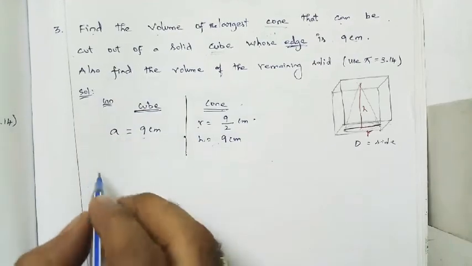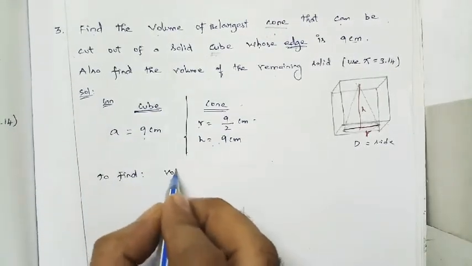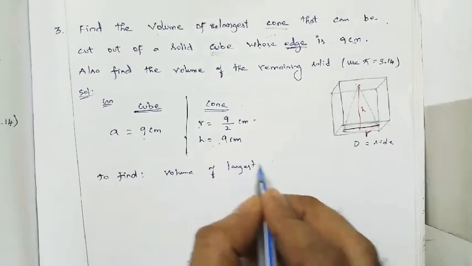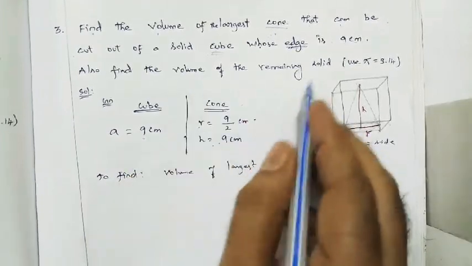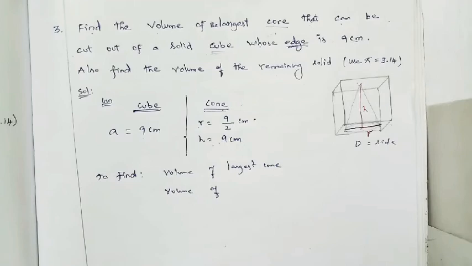Now what are the things we want to find? We want to find two things. First, we want to find the volume of the largest cone. At the same time, we also want to find the volume of the remaining solid.